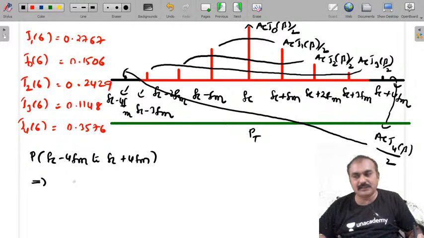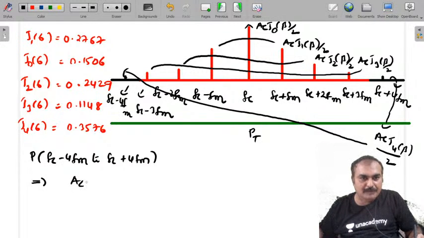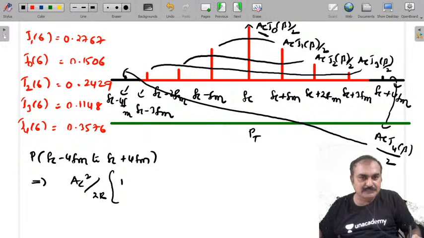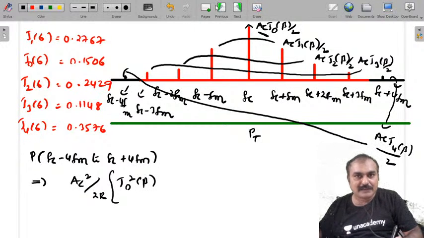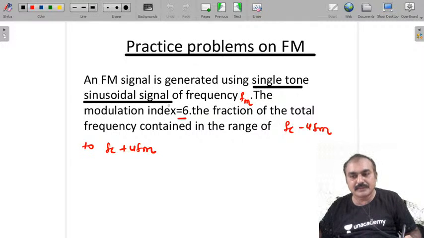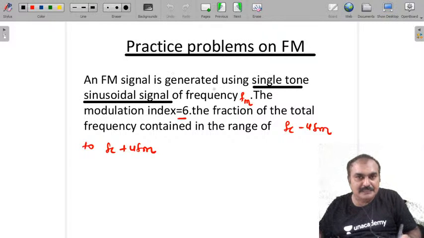See, first we have to write down the power for FC. So I am going to take AC square by 2 as common. Only one J naught term is there. Therefore, it is J naught square of beta. But what is the value of beta here? He has given it in the question. The modulation index, what is the value of beta, Srinivas? Everyone? What is the value of beta, my dear students? He has given beta equal to 6.